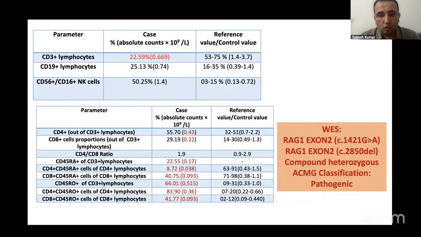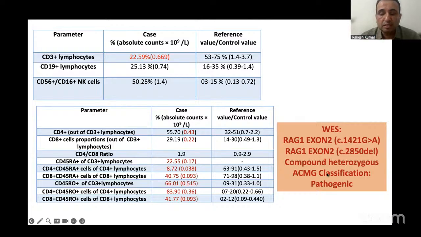When we performed T cell immunophenotyping, again highlighting that CD45RA is a marker of naive T cells, while CD45RO is a marker of memory T cells, the CD45RA compartment is significantly reduced, highlighting that the T cell numbers and functions both were low. Again, whole exome sequencing identified a RAG1 compound heterozygous defect.